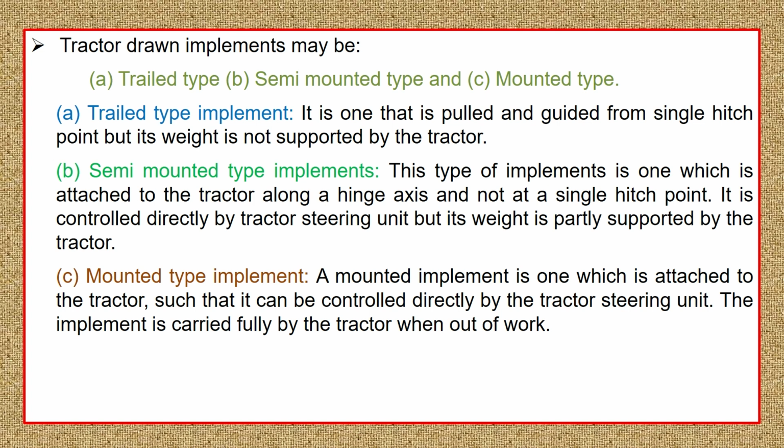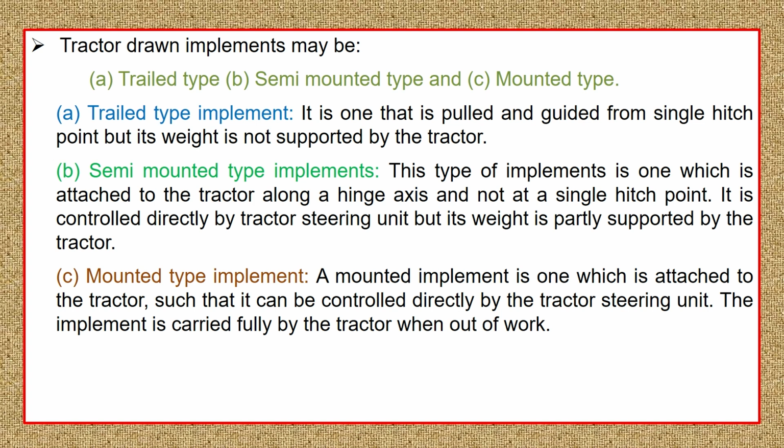So it is not guided by a single hitch point, and therefore it is not a trailed one, and it is not supported by the tractor while it is carried out of the field, and that's why it is not a mounted type. Therefore it is called a semi-mounted type implement. There are some machines and implements which come under semi-mounted type. They may have more than 4 plow bottoms, where the tractor cannot carry the whole weight, at least when it is off the ground, and it may respond directly to the tractor steering while working in the field. Such implements are called semi-mounted type implements.